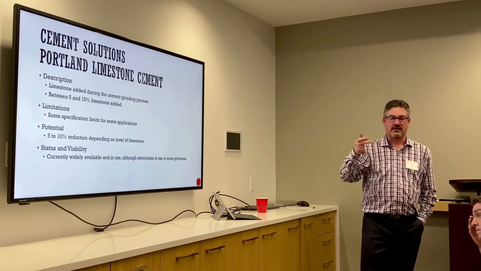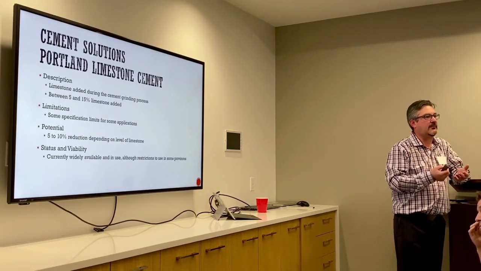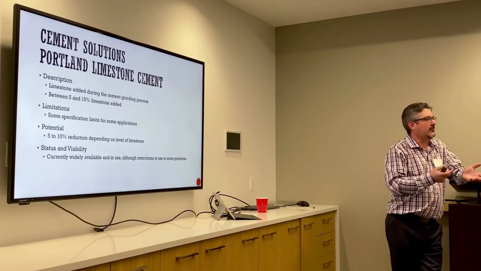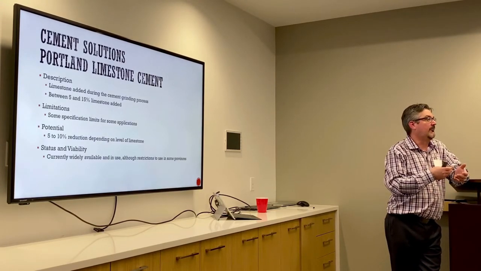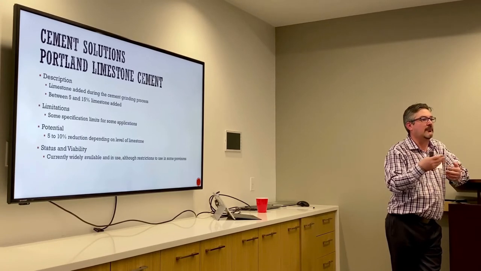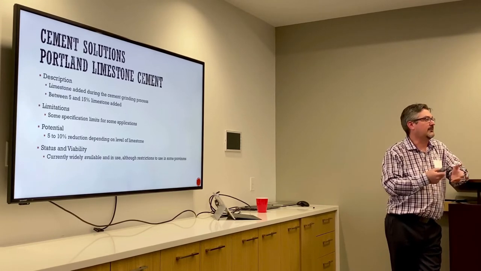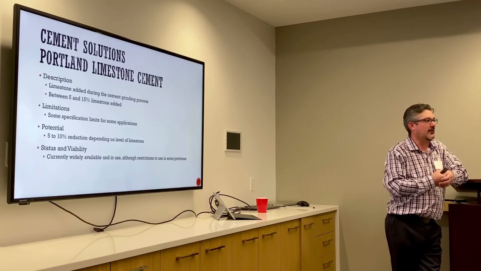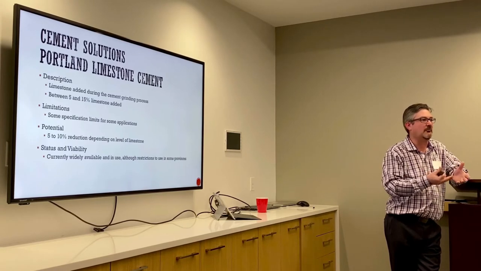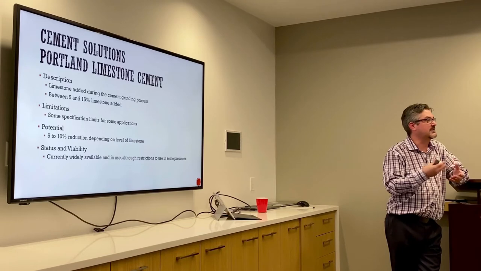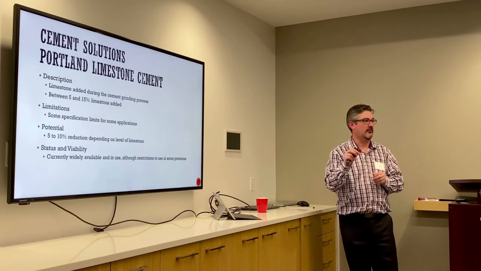So just as a description, it's limestone added during the cement grinding process. We add between 5 and 15% limestone. Standard GU cement or type 1 cement, for those that use ASTM standards, allows up to 5% limestone. GUL cement or type 1L cement allows up to 15% limestone. There are some limitations to its use. Some specifiers aren't particularly enamored with the idea of having limestone in their cement, and so some have restrictions around its use, including restrictions around specific applications for the concrete.